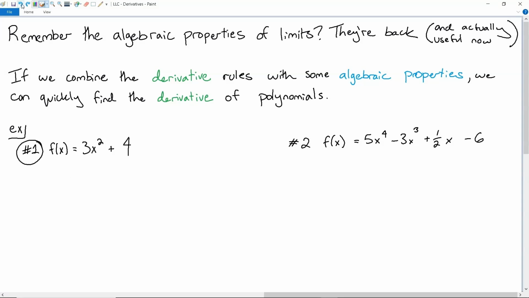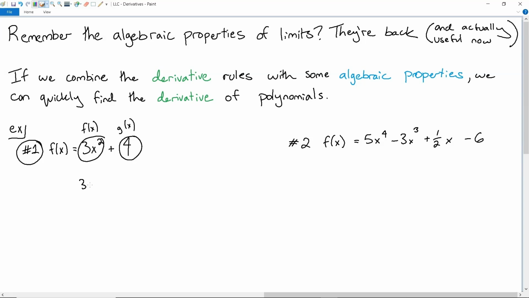So before I get into the derivative rules, let's think about the algebraic properties of limits. We learned that when we're adding or subtracting two different terms, we could technically consider that as two different functions that we're working with. So let's treat this as f of x and this as g of x. So basically what I'm doing is I'm solving for the derivative of this plus the derivative of this.